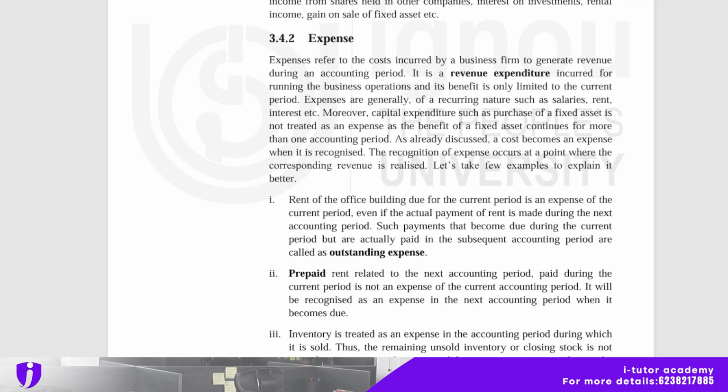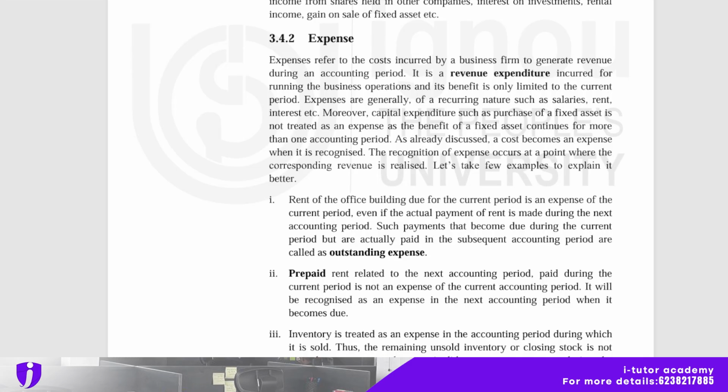And expenses. Expenses refer to the cost incurred by a business firm to generate revenue during an accounting period. It is a revenue expenditure incurred for running the business operation, and its benefit is only limited to the current period. Expenses are generally of a recurring nature, such as salaries, rent, interest, etc. Moreover, capital expenditure such as purchase of a fixed asset is not treated as an expense, as the benefit of a fixed asset continues for more than one accounting period.